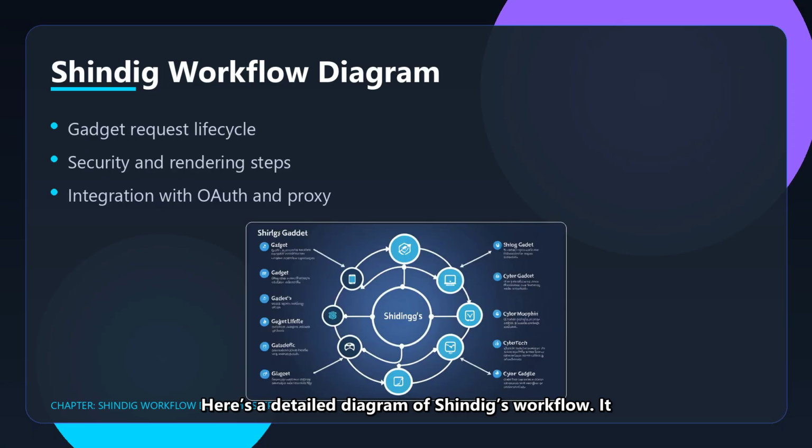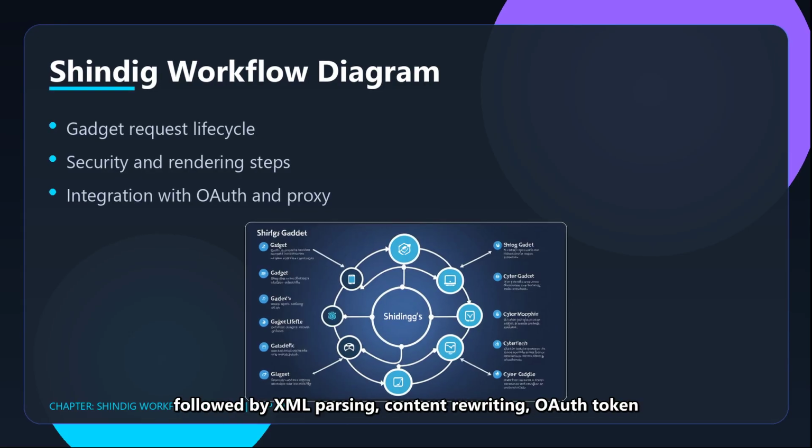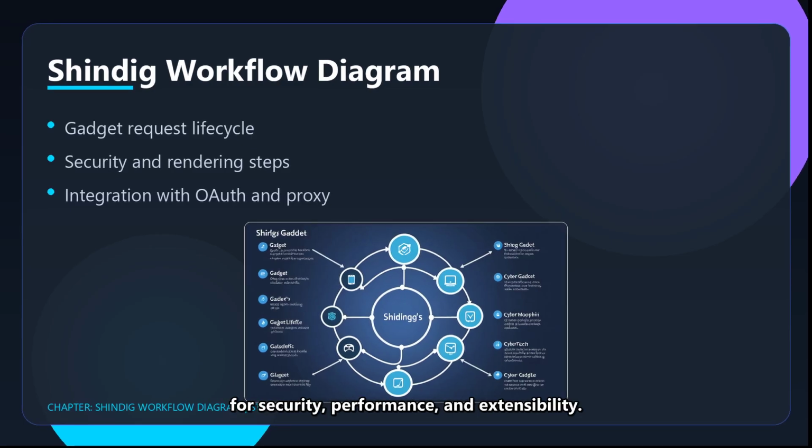Here's a detailed diagram of Shindig's workflow. It begins with a gadget request from the container, followed by XML parsing, content rewriting, OAuth token handling, and final rendering. Each step is designed for security, performance, and extensibility.